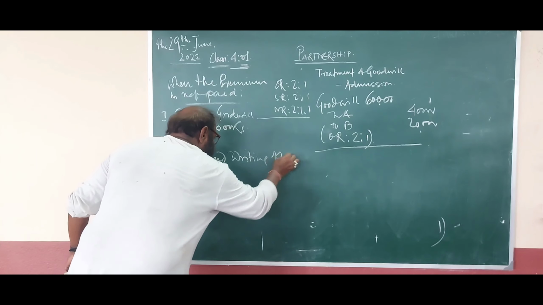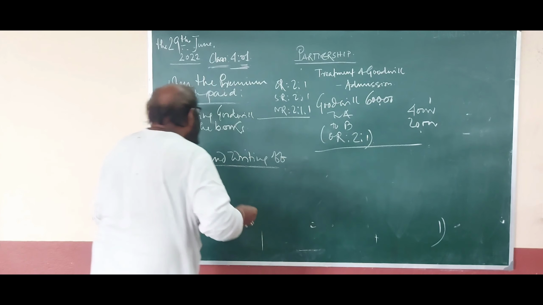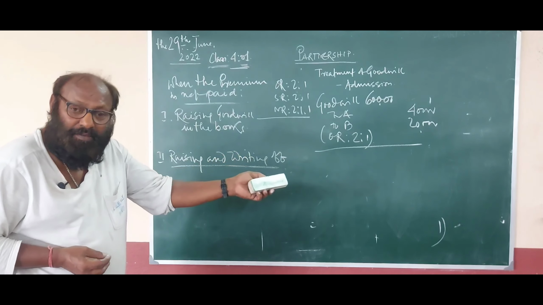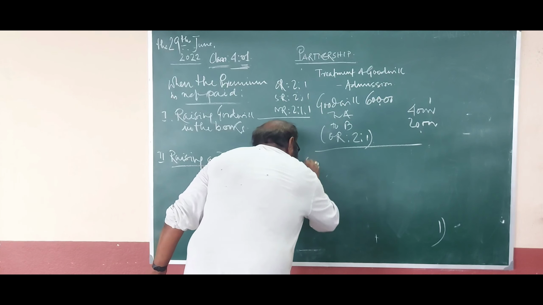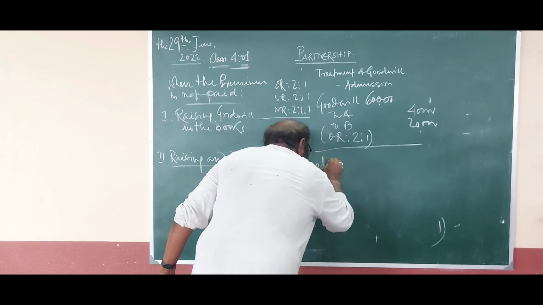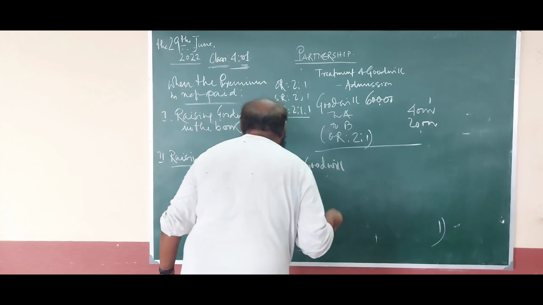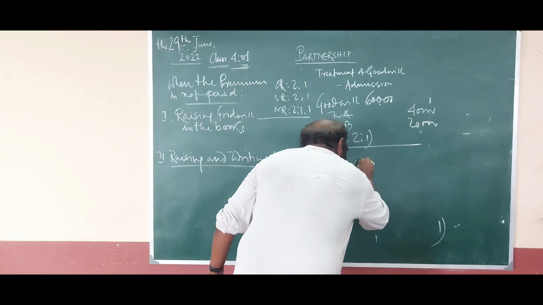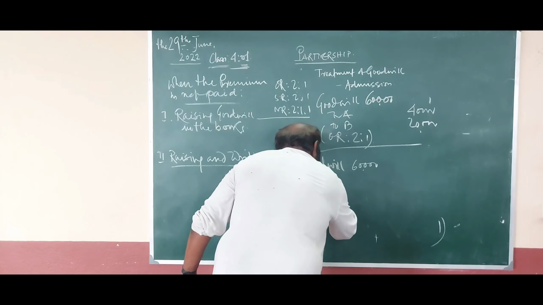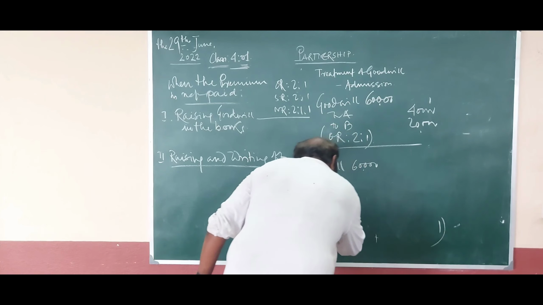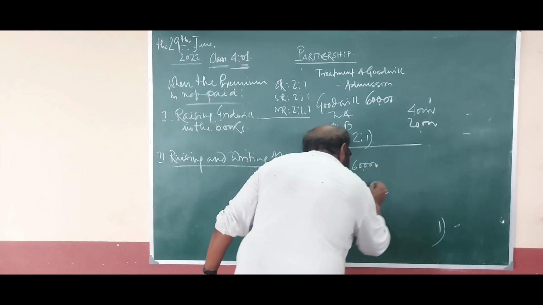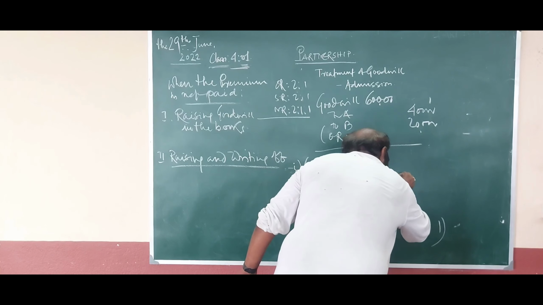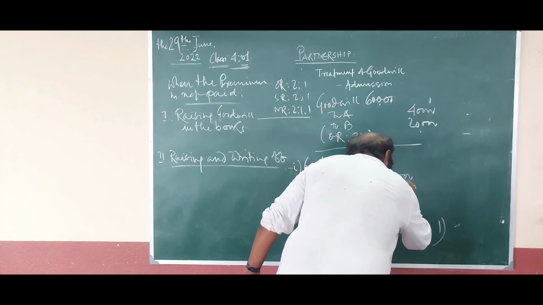Raising and writing off. In raising and writing off, one thing is that you have to raise goodwill account in the books of the firm. So there will be two journals. One is goodwill account debit 60,000, credited to A and B in the old ratio, 2:1. So it is 40,000 and 20,000.